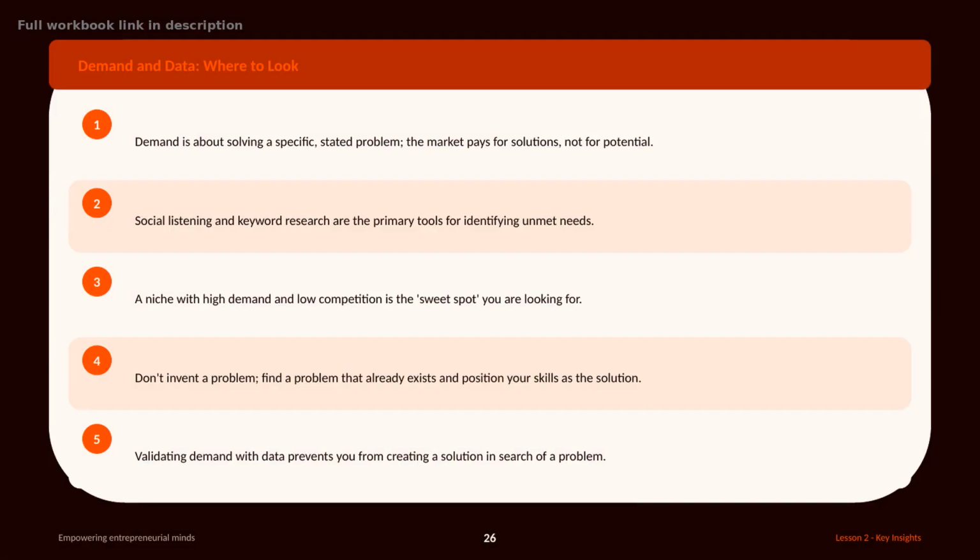First, demand means solving a specific, stated problem. The market pays for solutions, not for potential. Another key one. Social listening and keyword research are your primary tools for finding needs nobody's meeting yet. A niche with high demand and low competition is the sweet spot you're hunting for. Don't invent a problem. Find one that already exists and position your skills as the answer to it. And maybe most importantly, validating demand with real data is what stops you from building a solution nobody actually asked for.